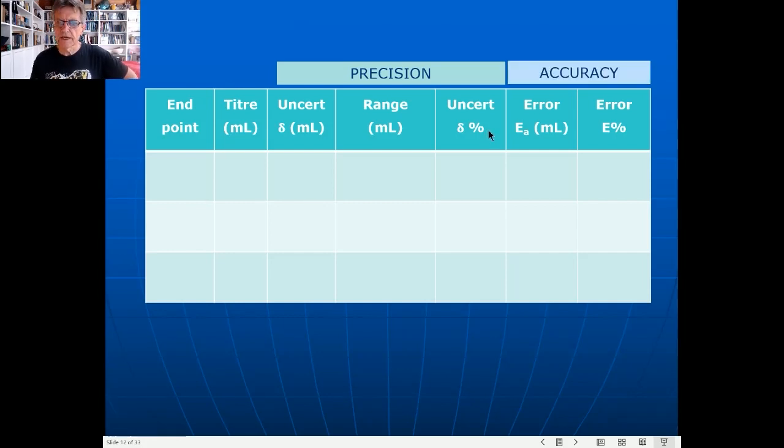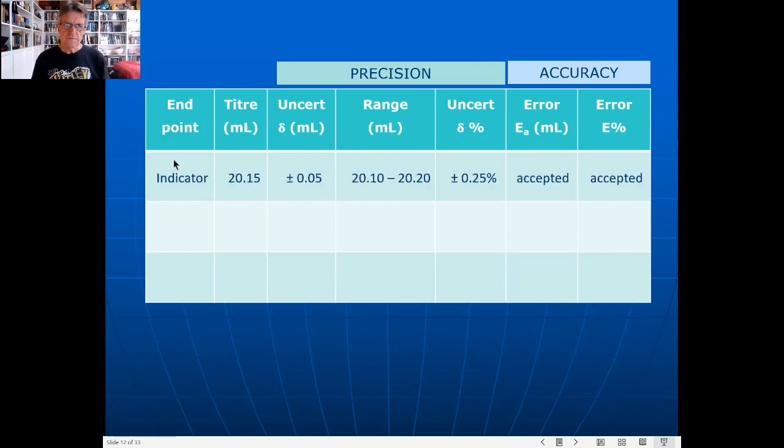Okay, now the next thing is the error. We're looking at the accuracy of the experiment, so we're comparing that to the accepted values, and we'll get an error in mils. That's the absolute error. So we've got an EA, A for absolute. We've also got the percentage error, E%. So let's have a look at the phenolphthalein.